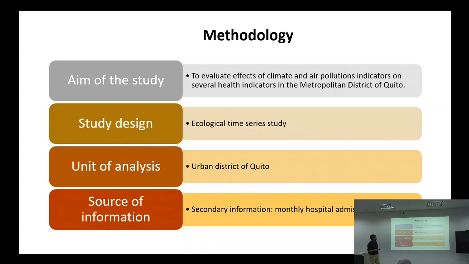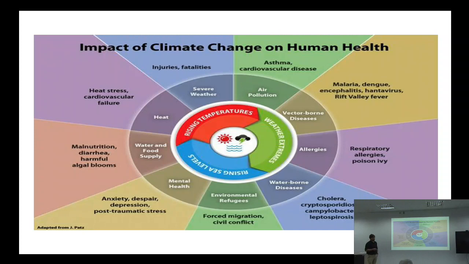As well, I think that all we know about the direct and indirect impacts of climate change in the health indicators. So the idea was to select different hospital admissions, like asthma and allergic diseases, malaria, dengue, and vector diseases, well, respiratory, waterborne diseases. And that is all. Just three or four diseases related with the radiation as well.